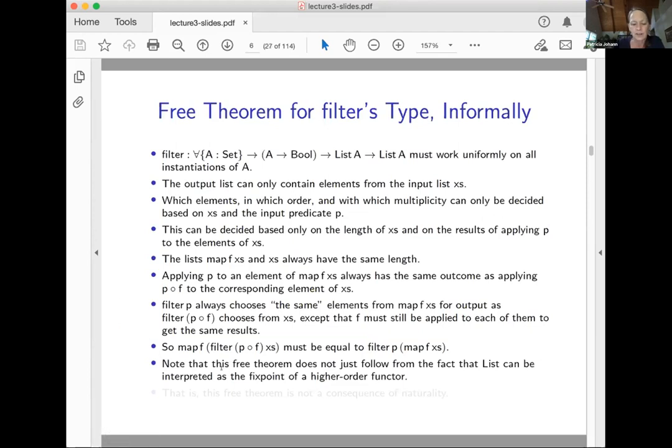And so this is a free theorem, and it doesn't just follow from the fact that lists can be interpreted as a fixed point of a higher order functor. Because this isn't the kind of type you would get from a naturality square. I mean, if I fixed my predicate, this would just be a polymorphic function between data types, and that could look like a naturality square. But this one with filter, when it takes a predicate too, it doesn't. So this is a little bit richer than the kinds of things we were talking about last time. Or another way to say this is that this is a free theorem that is not just a consequence of naturality.